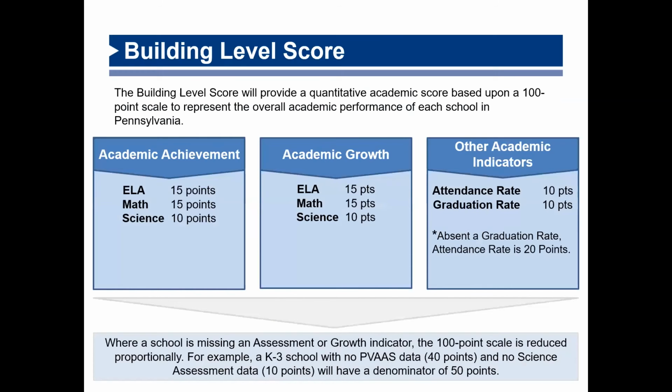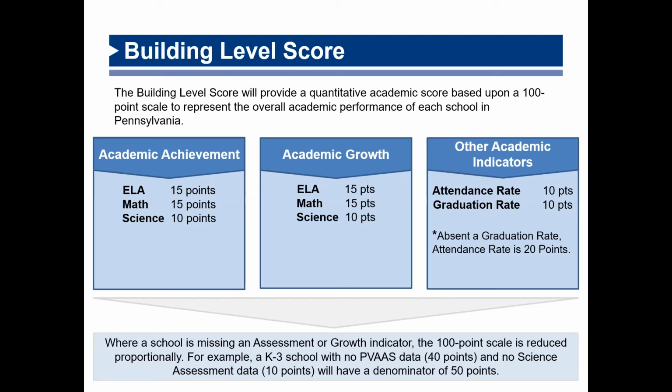So how is this building level score, what's it based on? It's based on a 100-point scale. If I'm a typical high school where I have ELA, math and science, and we're giving the Keystones and people are graduating, then this is what it would look like. It's out of 100 points. That's a typical high school in the state. So we have the achievement, we have the growth, and then we have attendance and graduation.